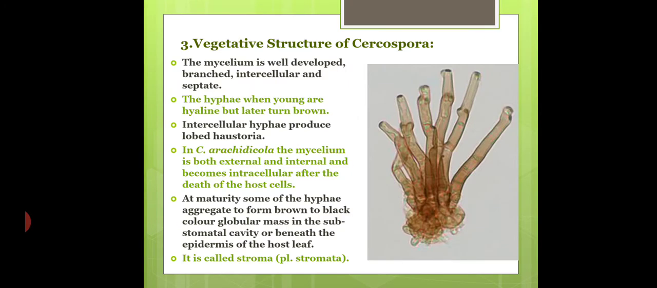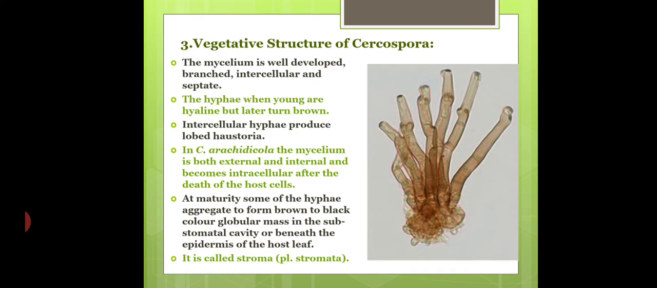Then first we will discuss the vegetative structure of Cercospora. So the mycelium is well developed, branched, intercellular, and septate. Normally the hyphae develop inside the leaf tissue first, and there we can see the intercellular spaces completely filled with the mycelium of Cercospora. It is branched, well developed, and septate.